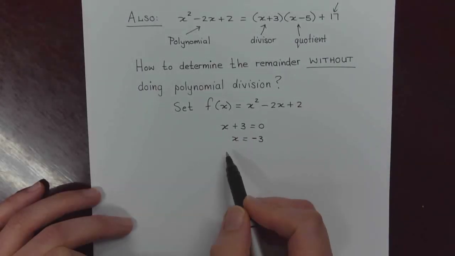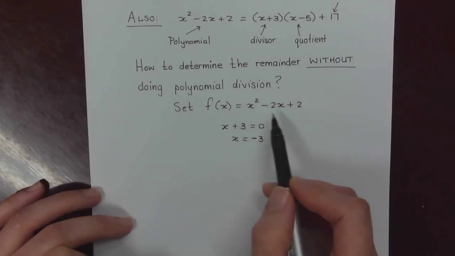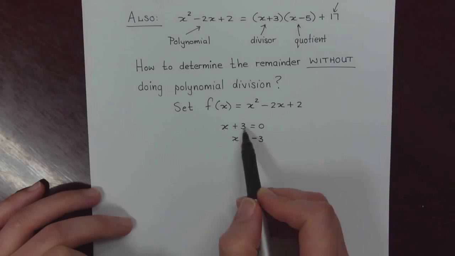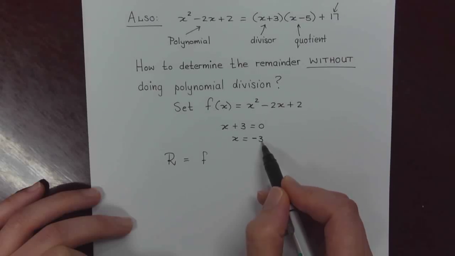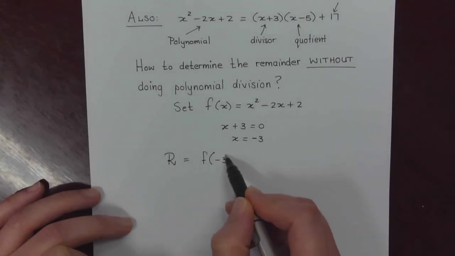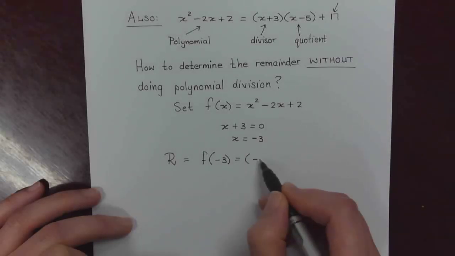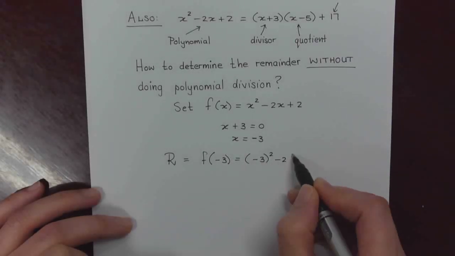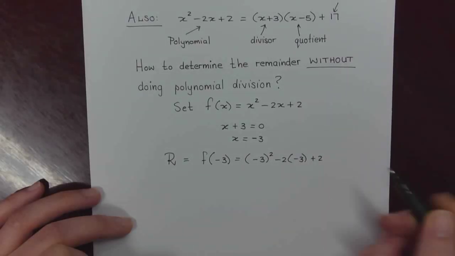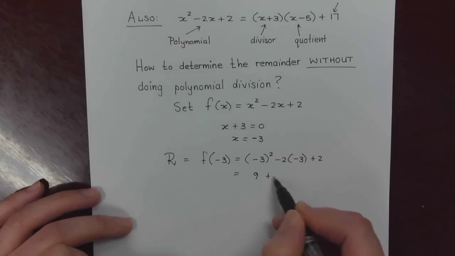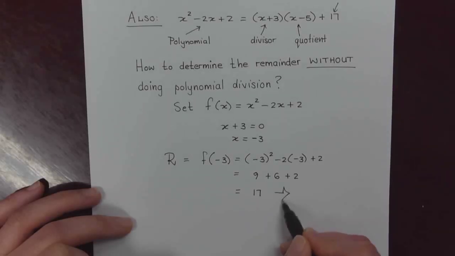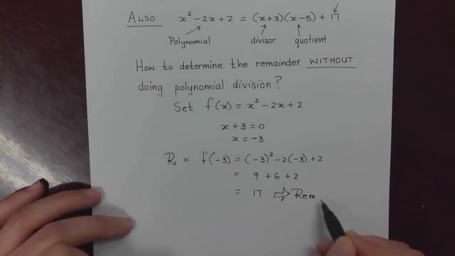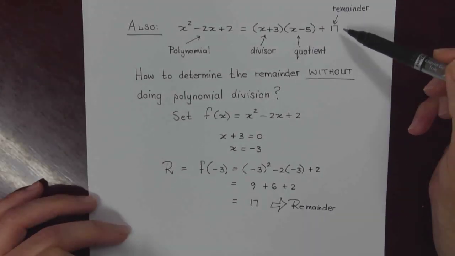Now, the remainder theorem says if I want to get the remainder when I divide that x squared minus 2x plus 2 by the divisor of x plus 3, I can find the remainder simply by substituting that negative 3 into my polynomial. So I substitute negative 3 into the polynomial: negative 3 squared minus 2 times negative 3 plus 2. And then if I calculate that, I end up with 9 plus 6 plus 2, which, lo and behold, is 17. That is my remainder. And I know for a fact that's the remainder because I already did the polynomial division on this problem yesterday, so I know 17 is my remainder.